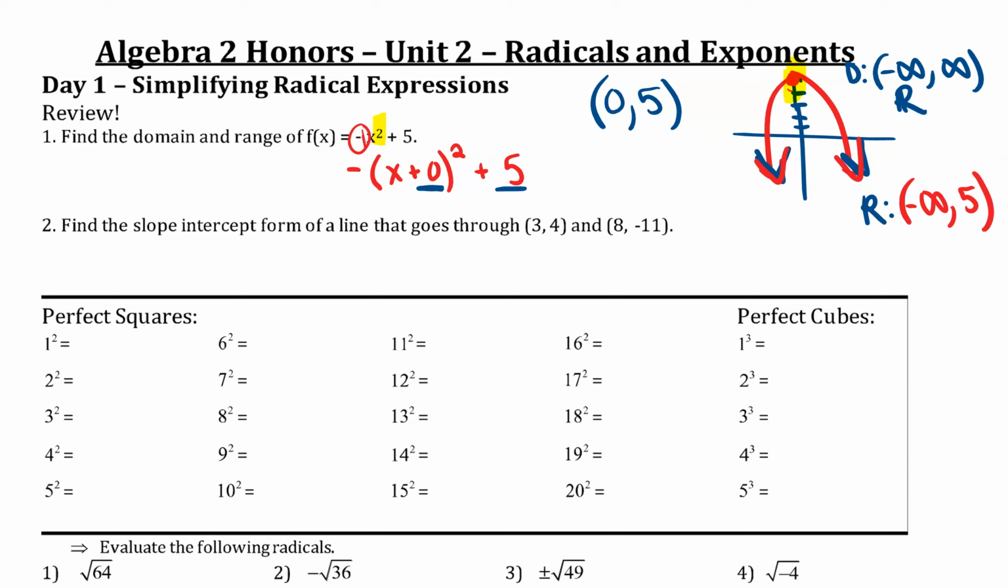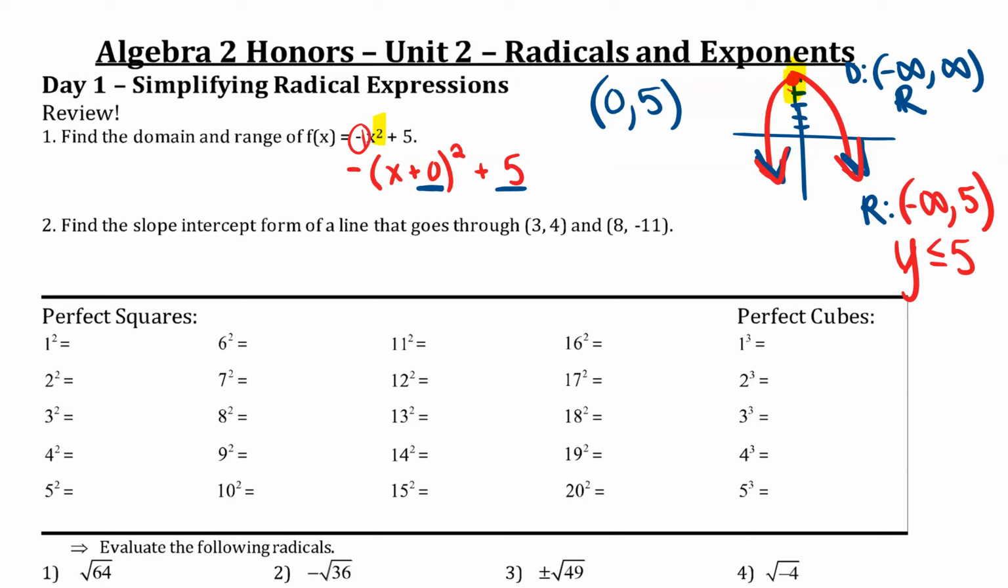This can also be written as, not x, y, because we're talking about up and down. We're talking about range, which is y values. y is less than or equal to 5 because it never goes above 5. All right, so that's the answer on number 1. Number 2, we're supposed to find the slope-intercept form of a line that goes through those 2 points.